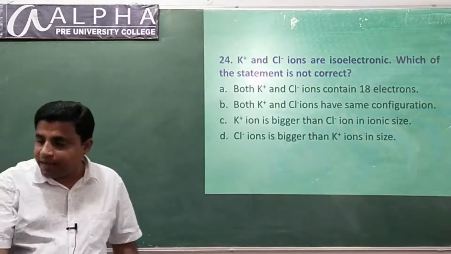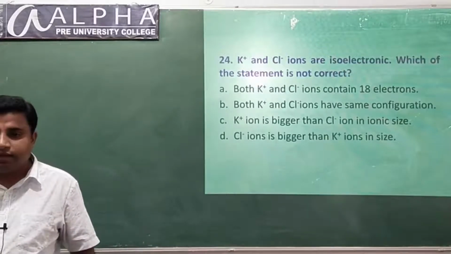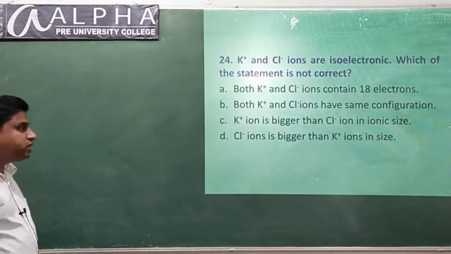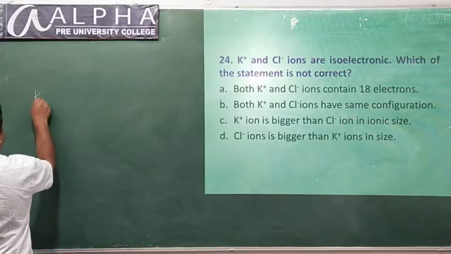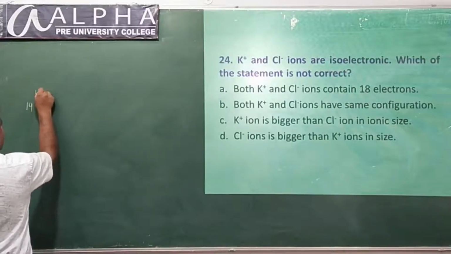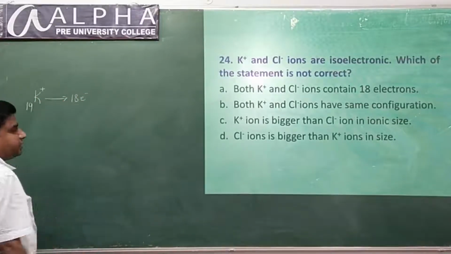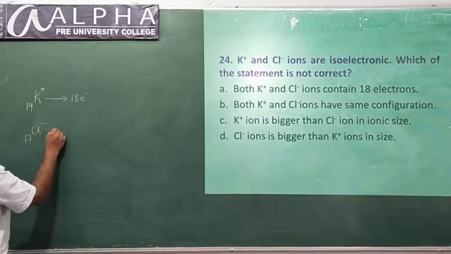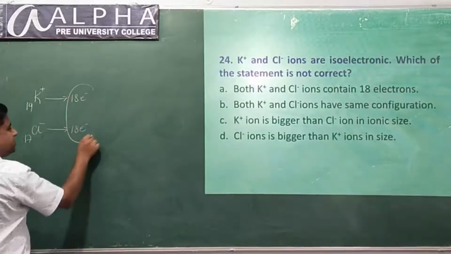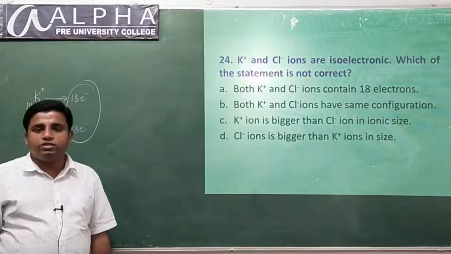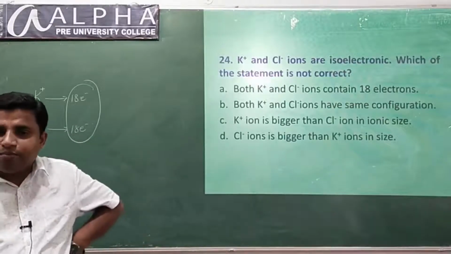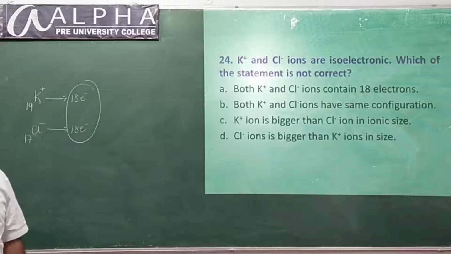The question says, K plus and Cl minus ions are isoelectronic. They themselves have told that they are isoelectronic. Even if they don't tell, we can check. Atomic number of potassium is 19. Upon losing 1 electron, it becomes 18 electrons. Chlorine atomic number 17, on gaining 1 electron, becomes 18 electrons. Therefore, they have the same number of electrons, so K plus and Cl minus are isoelectronic with each other, no doubt, because they both contain 18 electrons.